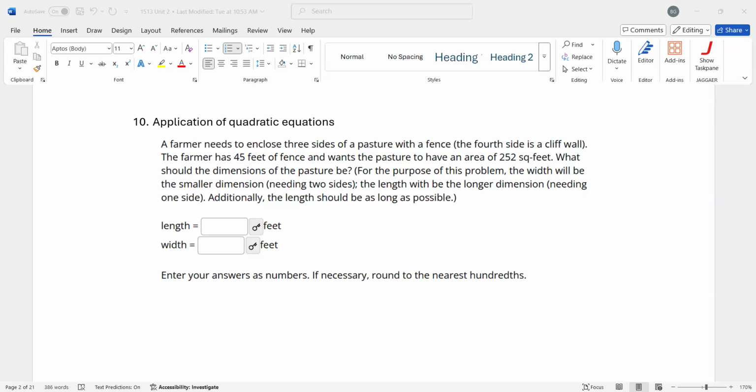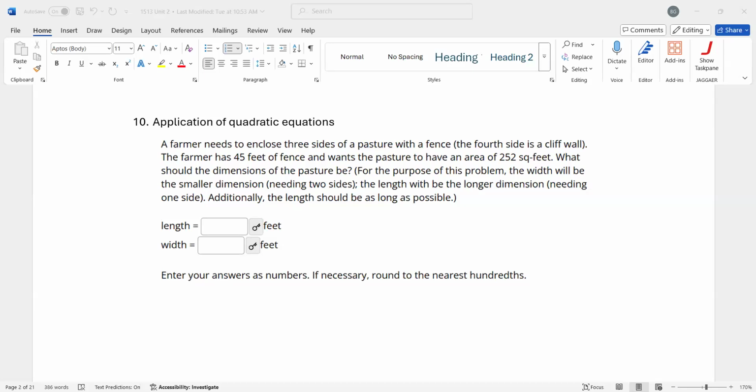A farmer needs to enclose 3 sides of a pasture with a fence. The 4th side is a cliff wall. The farmer has 45 feet of fence and wants the pasture to have an area of 252 square feet. What should the dimensions of the pasture be? For the purpose of this problem, the width will be the smaller dimension, needing 2 sides. The length will be the longer dimension, needing 1 side.